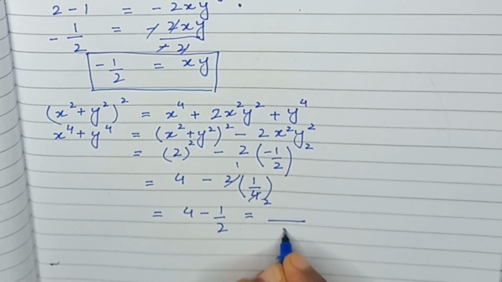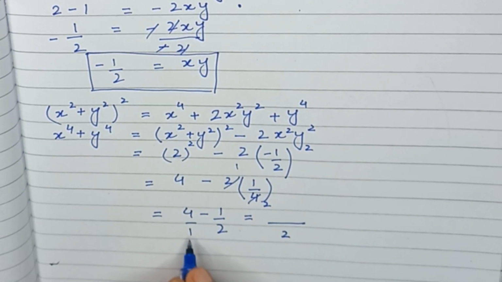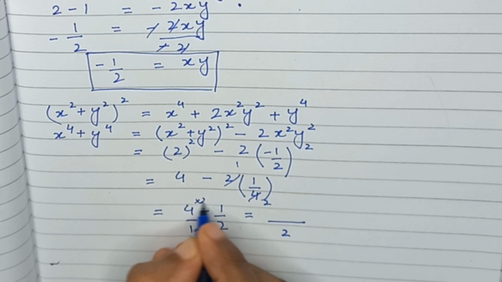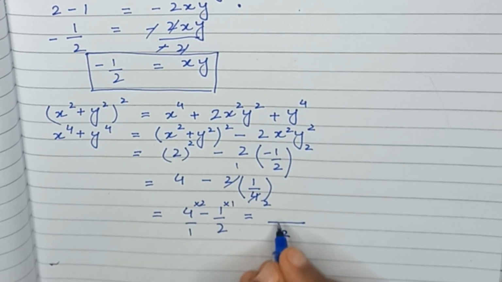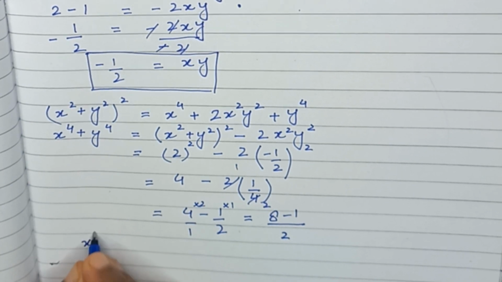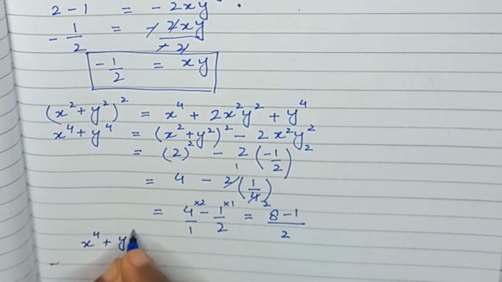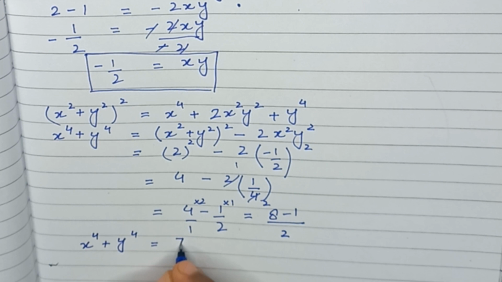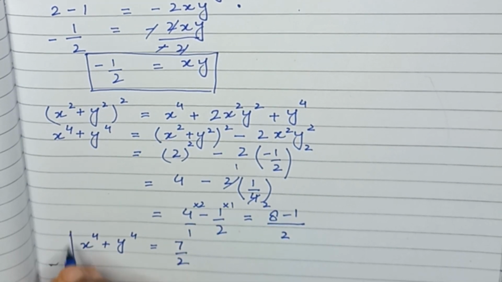So we will take the LCM of 2 and 1. So 1 into 2 is 2, 2 into 1 is 1. So it will become 8 minus 1. So from here, x raised to the power 4 plus y raised to the power 4 is equal to 8 minus 1, which is 7 divided by 2.